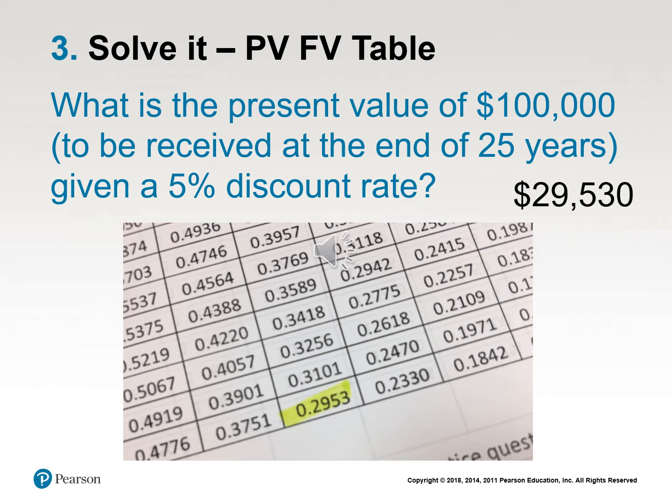To calculate the present value, we take $100,000 and multiply it times our multiplier, 0.2953, and we will get $29,530. Remember that because of rounding, these present value tables don't work well with MyLab.